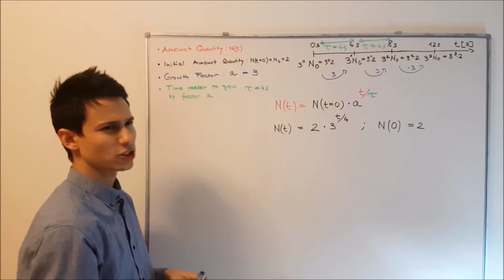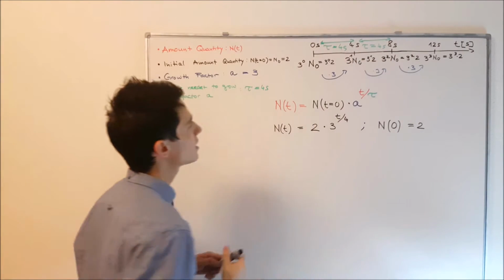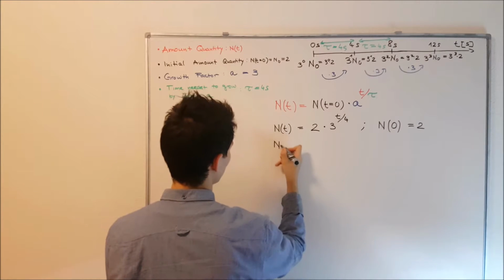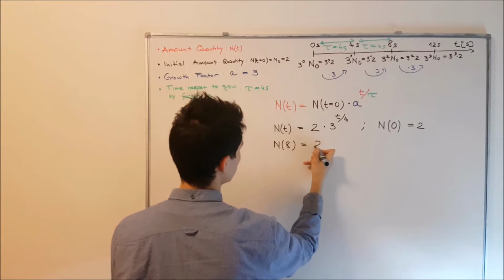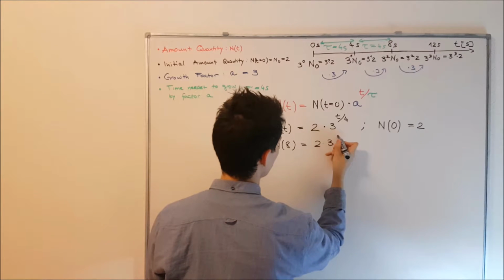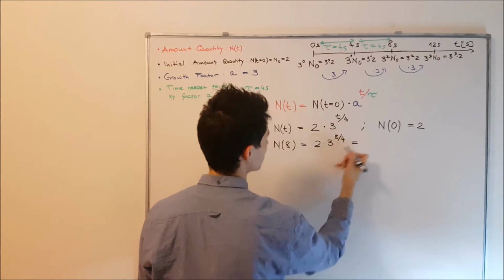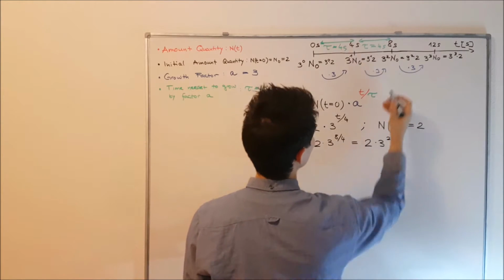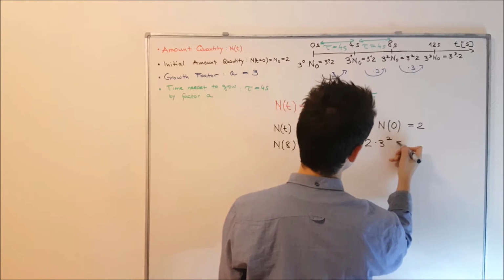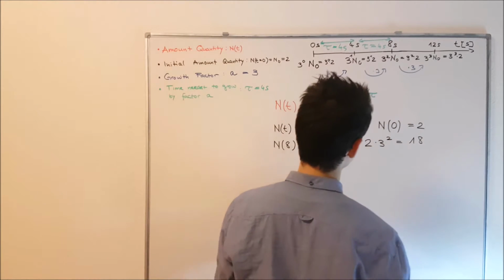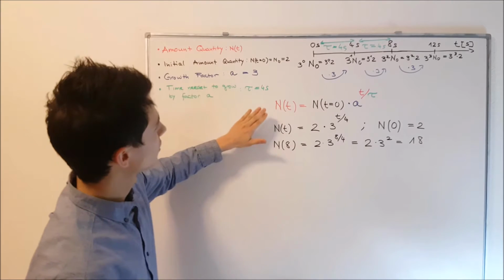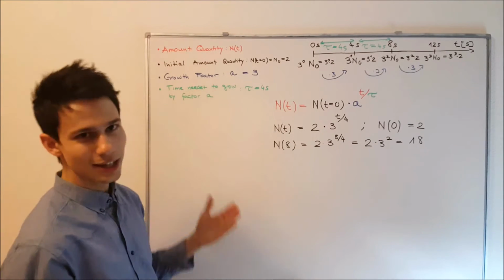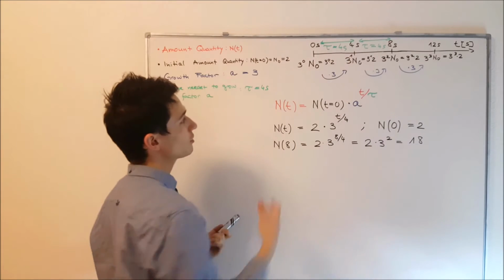Perfect. Let's check some other value t, for example, 8 seconds. And we would get n of 8 is equal to 2 times 3 to the power 8 divided by 4, which is equal to 2 times 3 to the power 2. Exactly. And this is just equal to 18. So this equation really does what we want. And you can be sure that you can always use this in order to solve any of such problems.